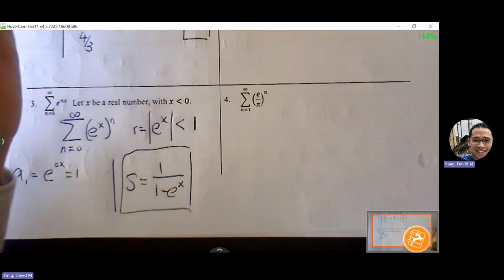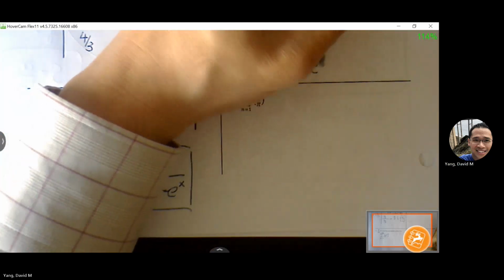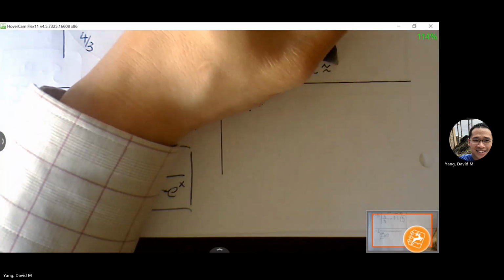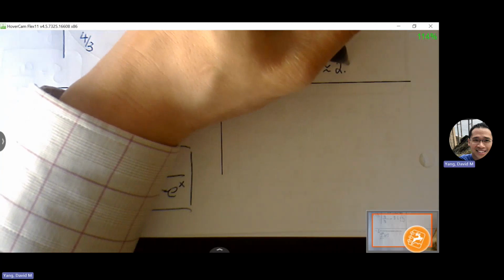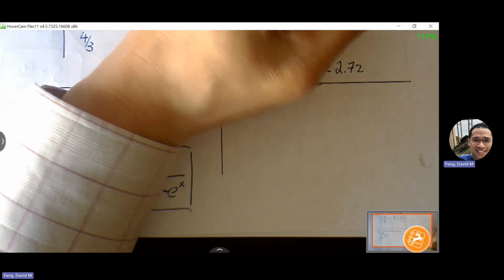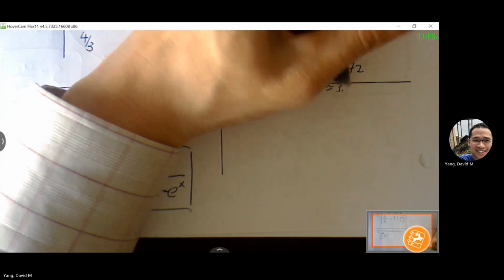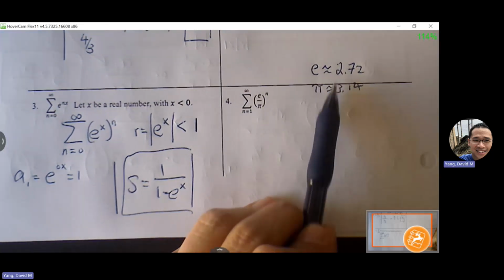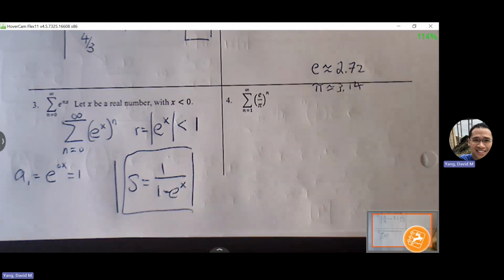Okay, number 4. Let's see, what do we remember here? e is around 2.7, and pi is around 3.14. So what do we expect? Will this converge? Yes, right. e over pi will be less than 1, but if it's pi over e, then it'll diverge, right?